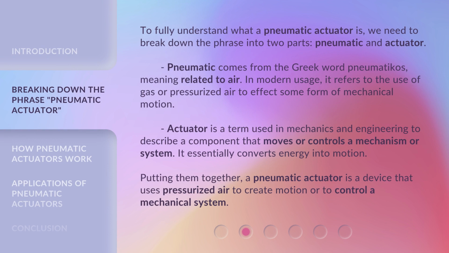To fully understand what a pneumatic actuator is, we need to break down the phrase into two parts: pneumatic and actuator. Pneumatic comes from the Greek word pneumatikos, meaning related to air. In modern usage, it refers to the use of gas or pressurized air to affect some form of mechanical motion. Actuator is a term used in mechanics and engineering to describe a component that moves or controls a mechanism or system. It essentially converts energy into motion. Putting them together, a pneumatic actuator is a device that uses pressurized air to create motion or to control a mechanical system.